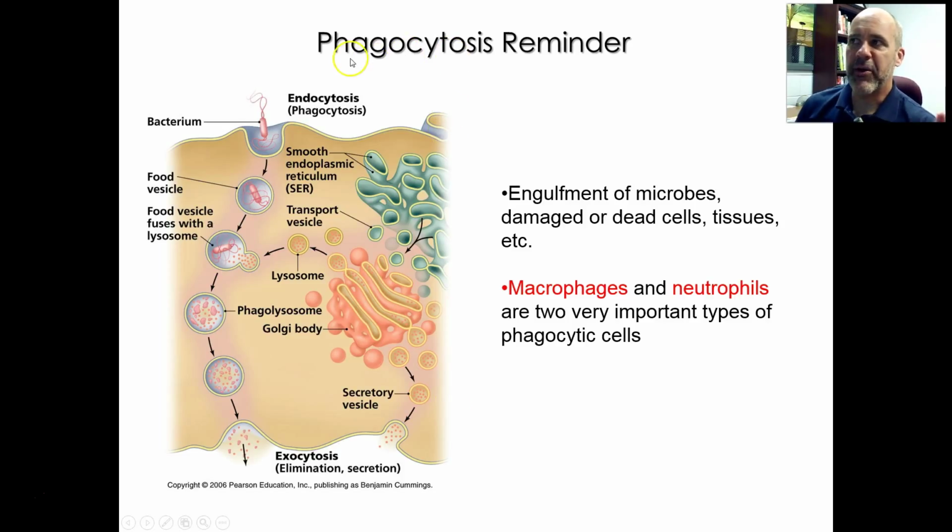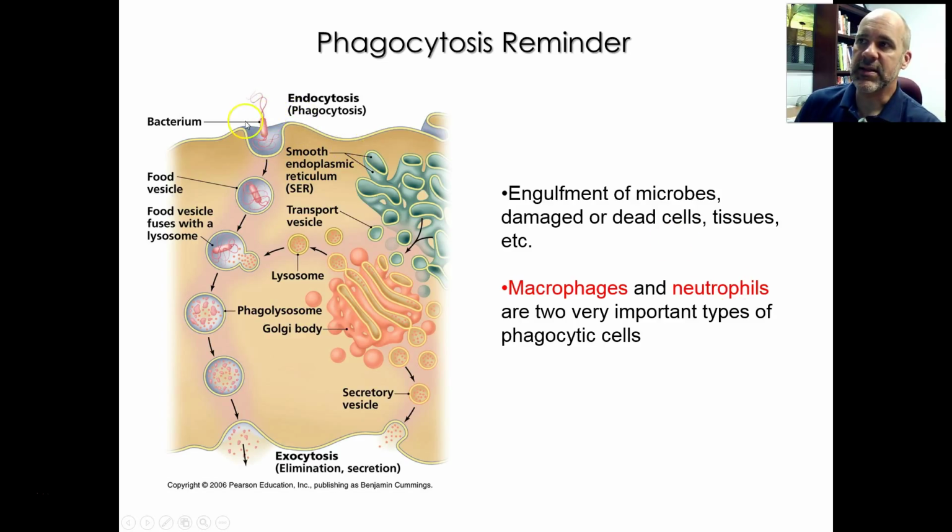Now a little bit of a reminder about phagocytosis, and we'll be talking more about this in chapter 12 as well. This refers to engulfment of microbes or damaged or dead cells from your own body, damaged tissues, etc. So there are white blood cells and their relatives whose job it is to do phagocytosis. They're kind of like the vacuum cleaners of the body.